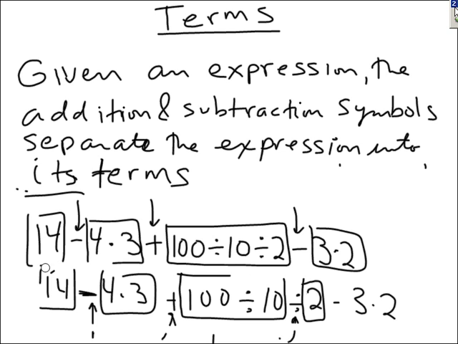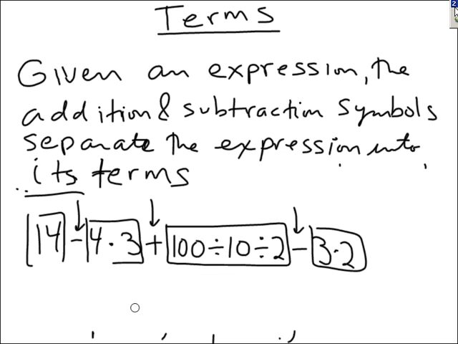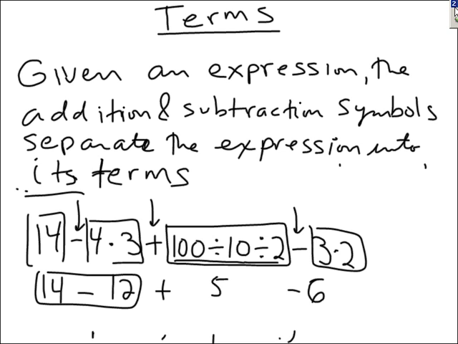And when you're evaluating a term, you go left to right. The first term is 14. Minus 4 times 3 is 12. Plus, left to right, 100 divided by 10 is 10. 10 divided by 2 is 5. Minus 3 times 2, 6. So it's 14 minus 12, which is 2. 2 plus 5 is 7. 7 minus 6 is 1. This mess is equal to the number 1.